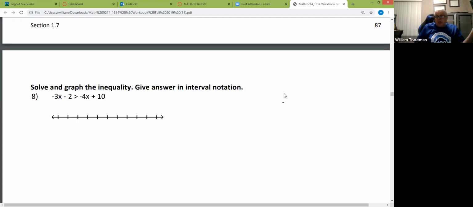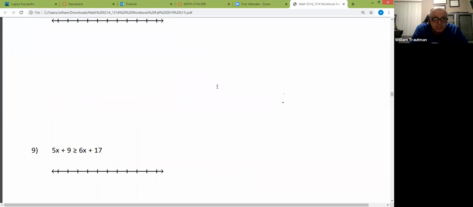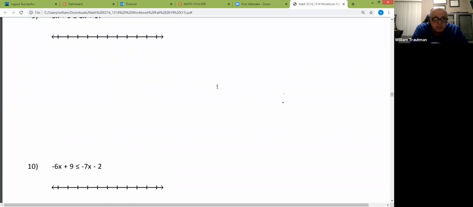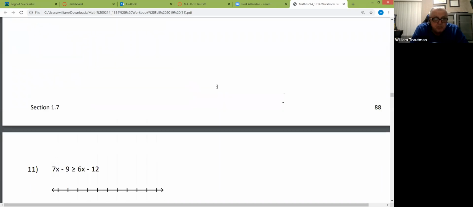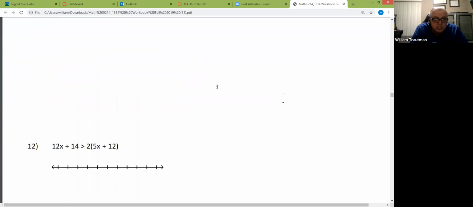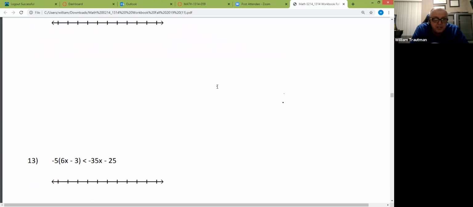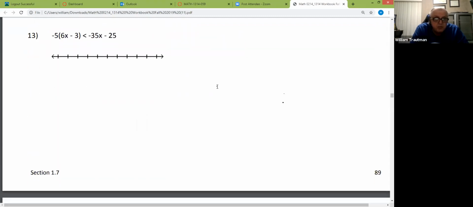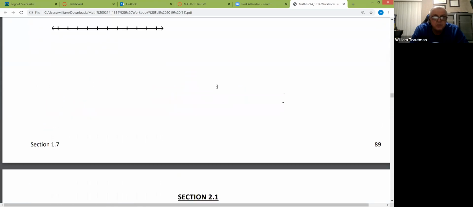Solving. We know how to solve for x, so we're going to solve for x. By the way, the steps for solving are the same. I want to do a different one first, though, if I can find it. They don't have the one I'm looking for. Okay, that's okay.